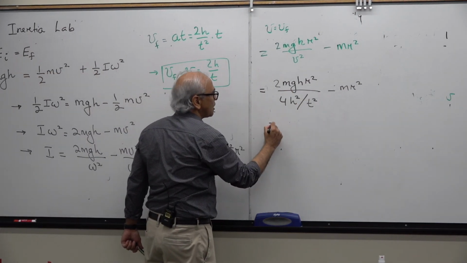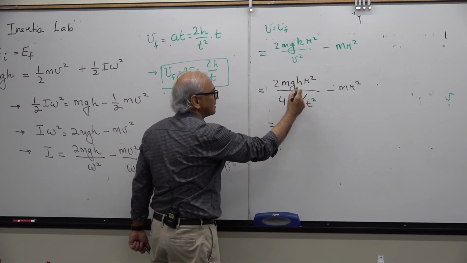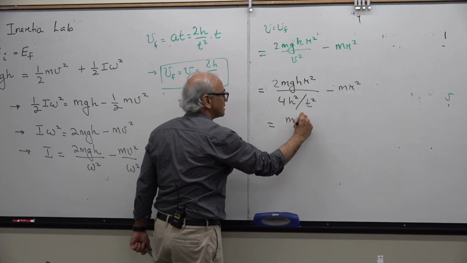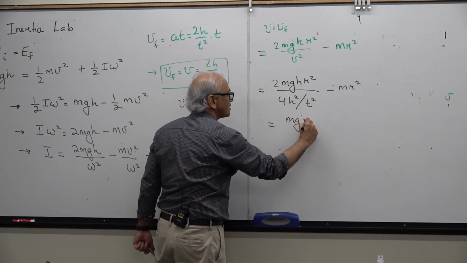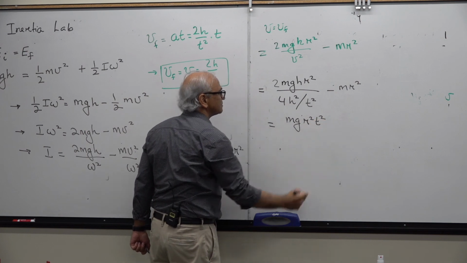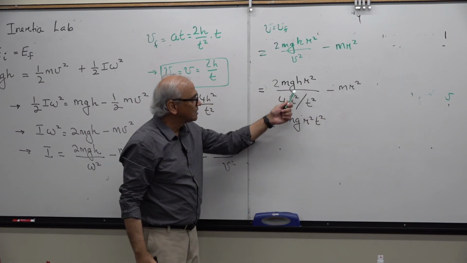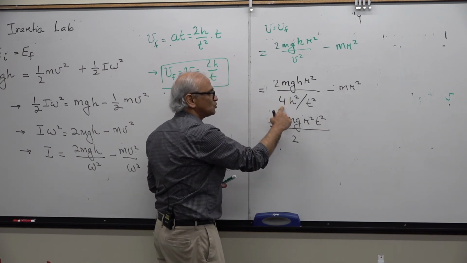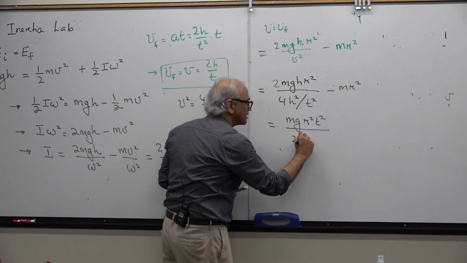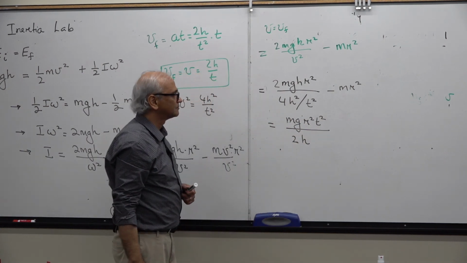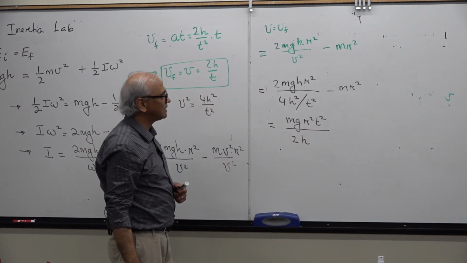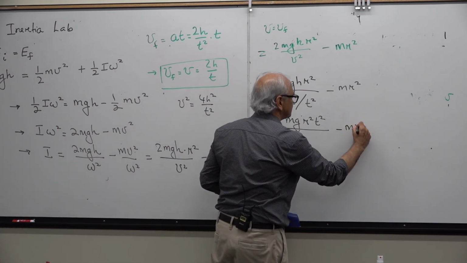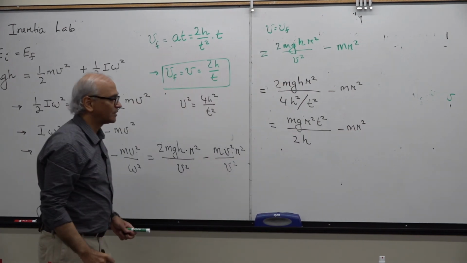So this one goes to the top, h square. So I got mgh r square t square, right? mg. On the bottom, I get 2. 2 over 4 gives me 2. H squared gives me h, 2h. Anything else I should get? I think I'm okay over here. Minus m r square. Okay?